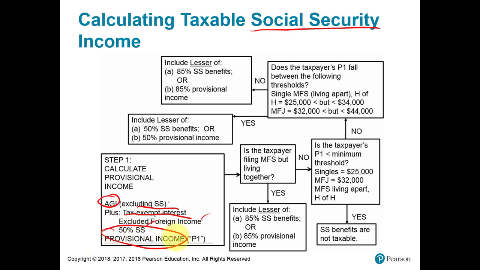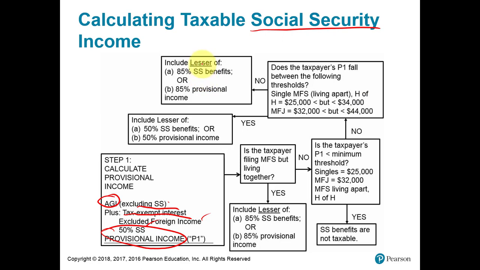If your provisional income is less than $25,000 if you're single or head of household, then none of your Social Security benefits are taxable. But if it falls within this range, up to half of the Social Security benefits could be taxable. And if your provisional income is over these two ranges here, the other range being married filing joint, then possibly 85% of your Social Security benefits are going to be taxable.